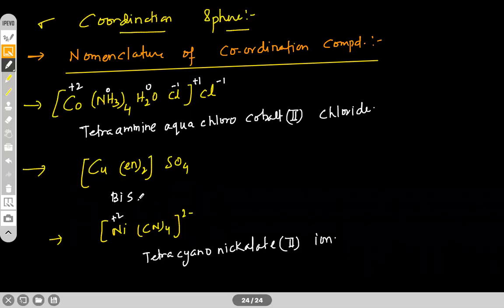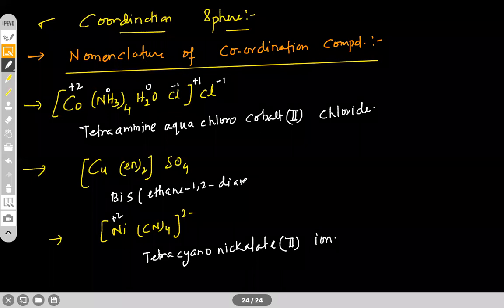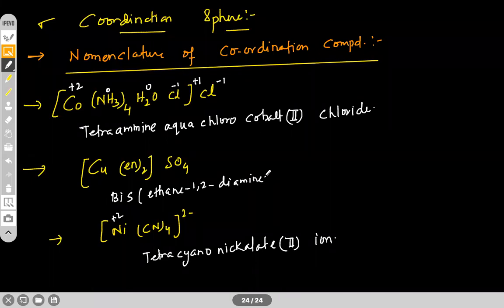bracket open, ethane 1,2 diamine, bracket close, copper, oxidation state of copper is 2, copper 2 sulfate.